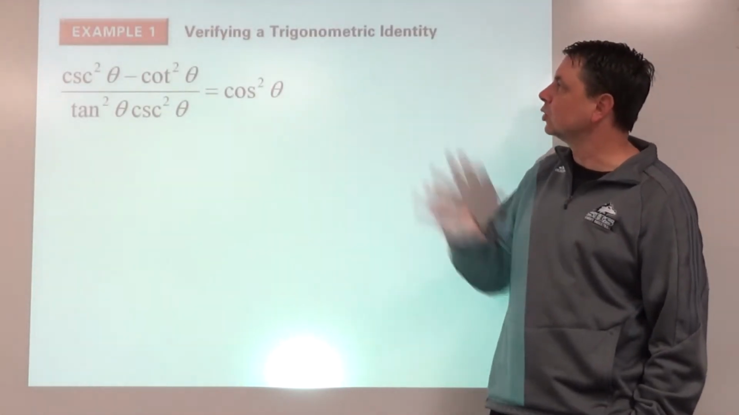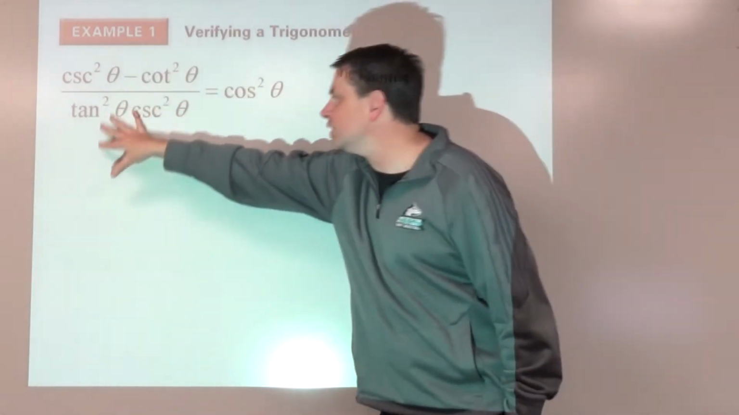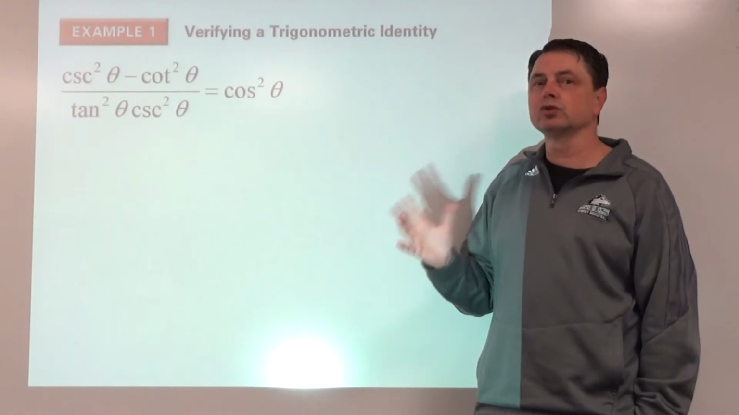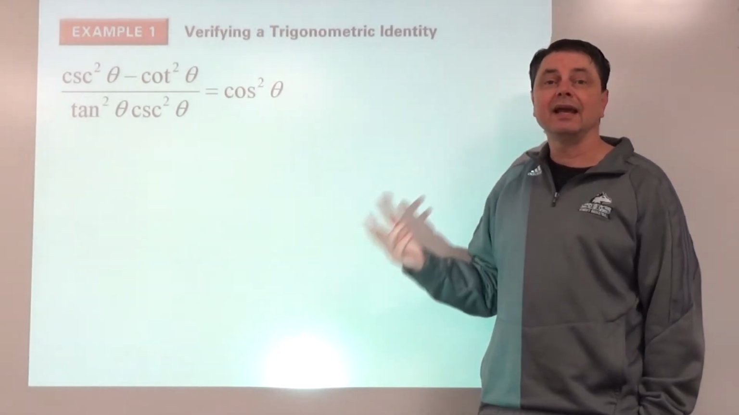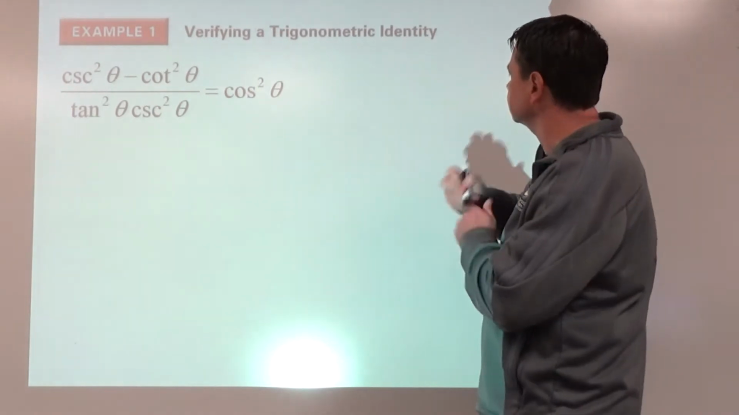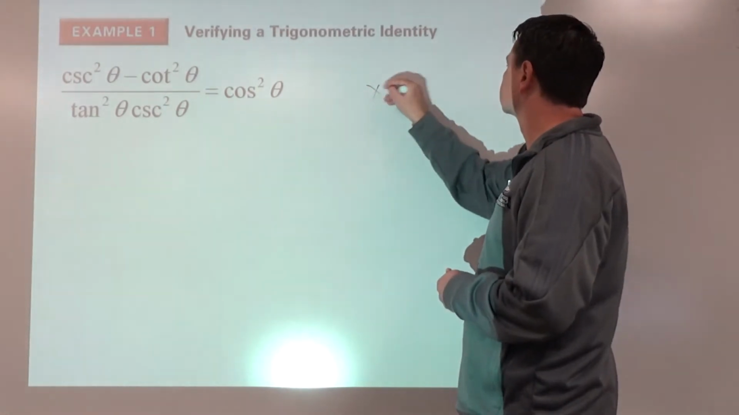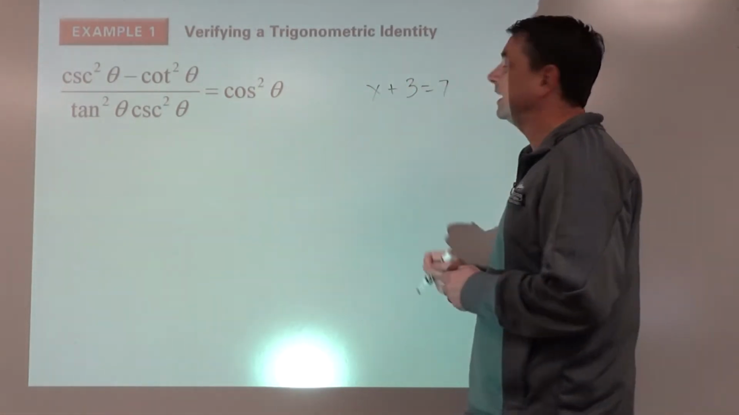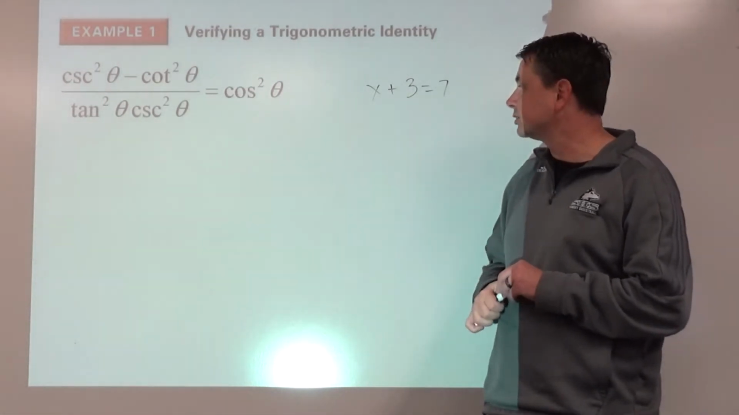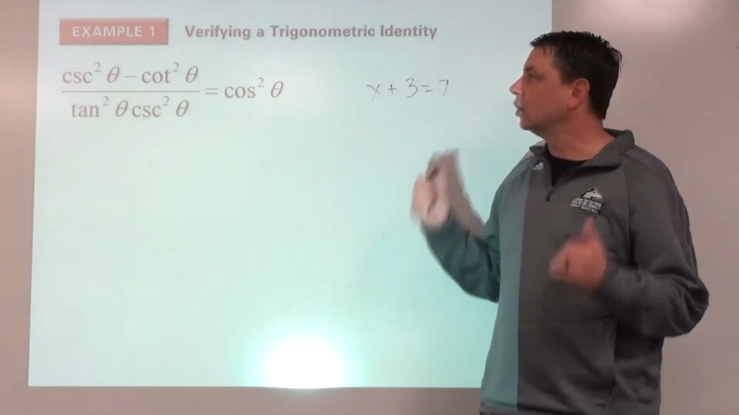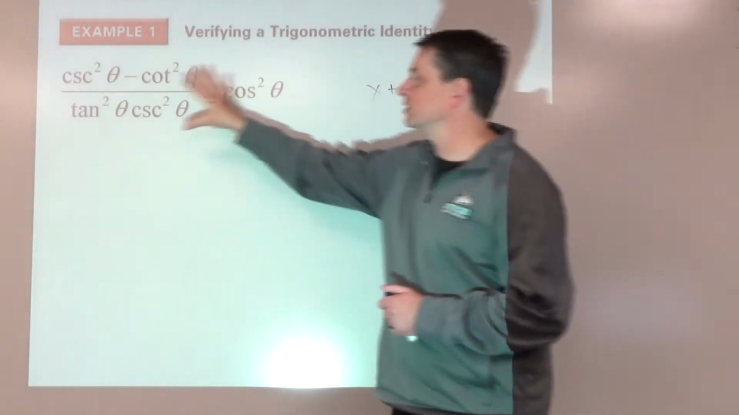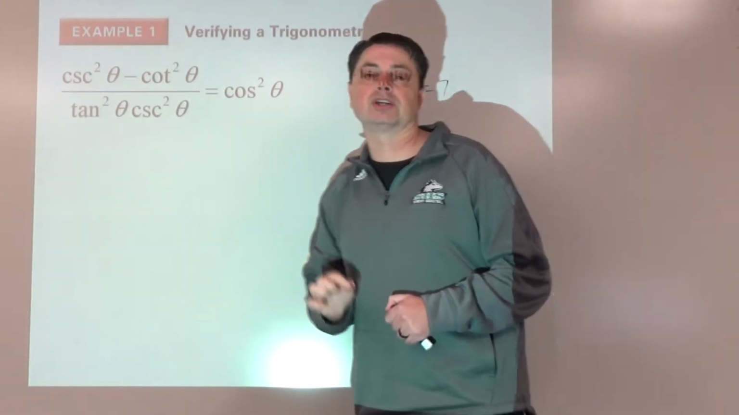Example number one. So an identity is an equation like this that is always true, not true sometimes. So if we were to write x plus 3 equals 7, that is not an identity because it's not always true. If x is 1, it's not true. So it has to be always true to be an identity. This is an equation that's always true, and we're going to try to prove it.